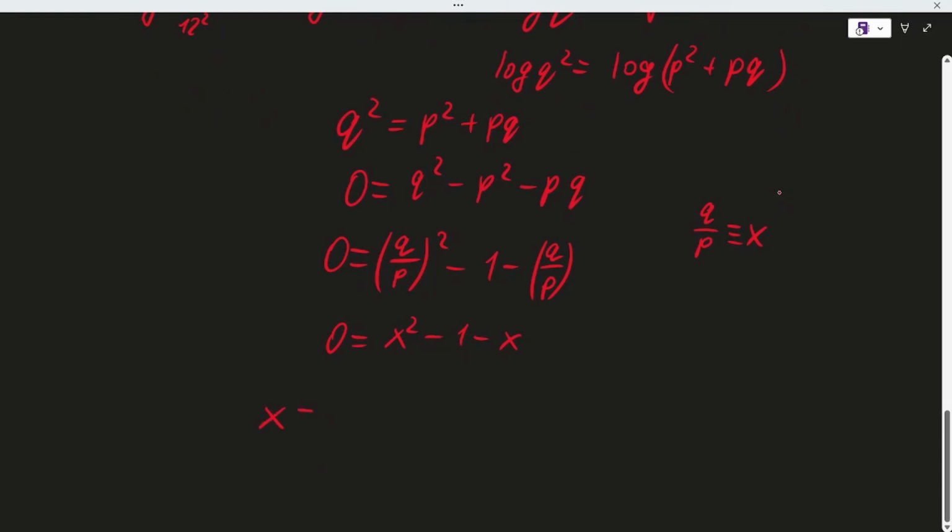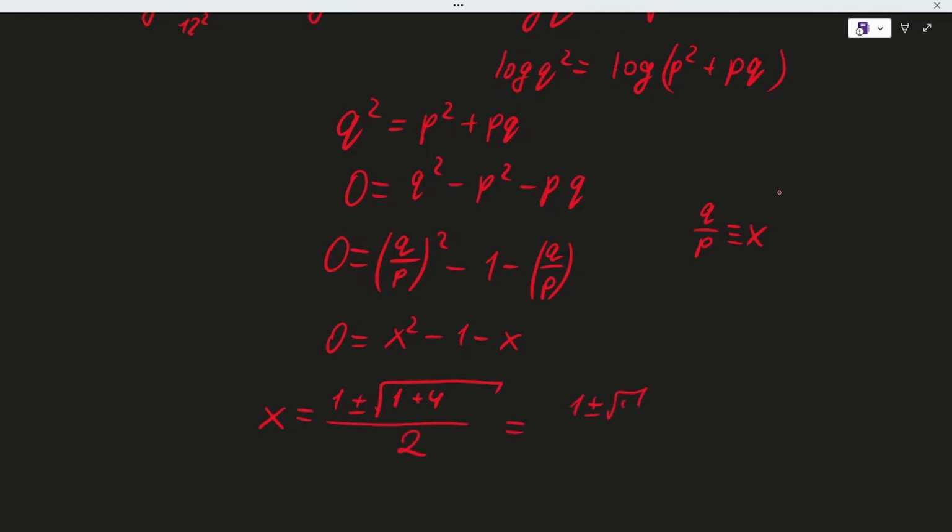So x will be 1 plus or minus the square root of 1 plus 4, divided by 2. And clearly this will be 1 plus or minus root 5, divided by 2. And the answer will be only 1 plus root 5 divided by 2, because x, p and q must be positive numbers. And 1 minus root 5 divided by 2 will be a negative number.